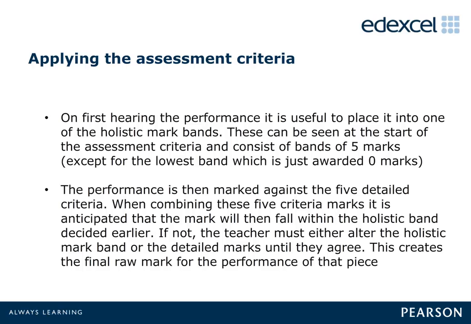The teacher then goes on to apply the 5 detailed criteria that we will be looking at more closely in a moment. Adding these 5 detailed marks together should come to a total within the selected holistic mark range. If this is not the case, then either 1. The holistic range needs to be altered to match the detailed marks, or 2. The detailed marks need to be reassessed to bring the total in line with the original holistic mark. This is how the raw mark for each performance is achieved.